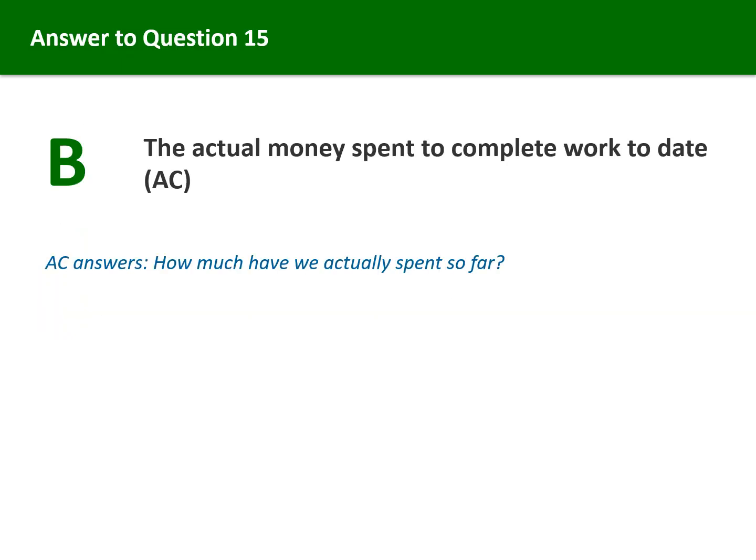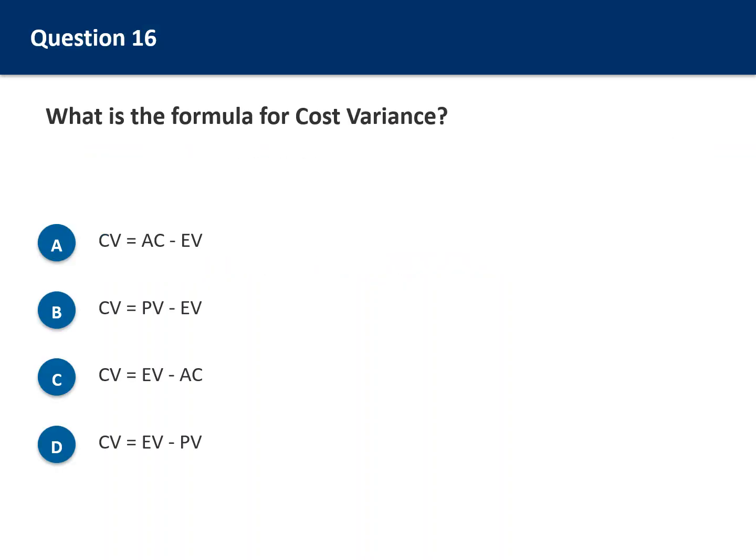The correct answer is B. Actual cost, abbreviated AC, represents the actual money spent to complete work to date. It answers the question, how much have we actually spent so far? Actual cost comes from accounting records and time tracking systems. By comparing earned value to actual cost, we can determine whether the project is over budget or under budget for the work completed.